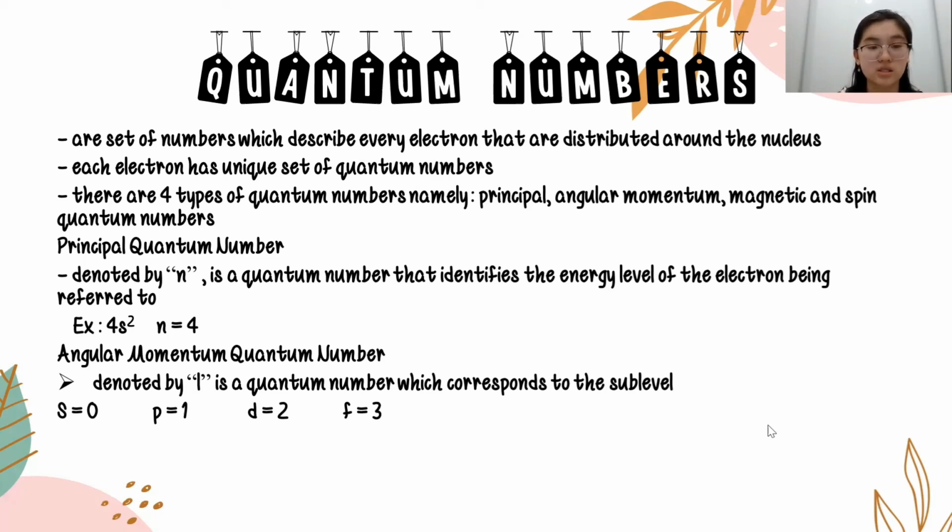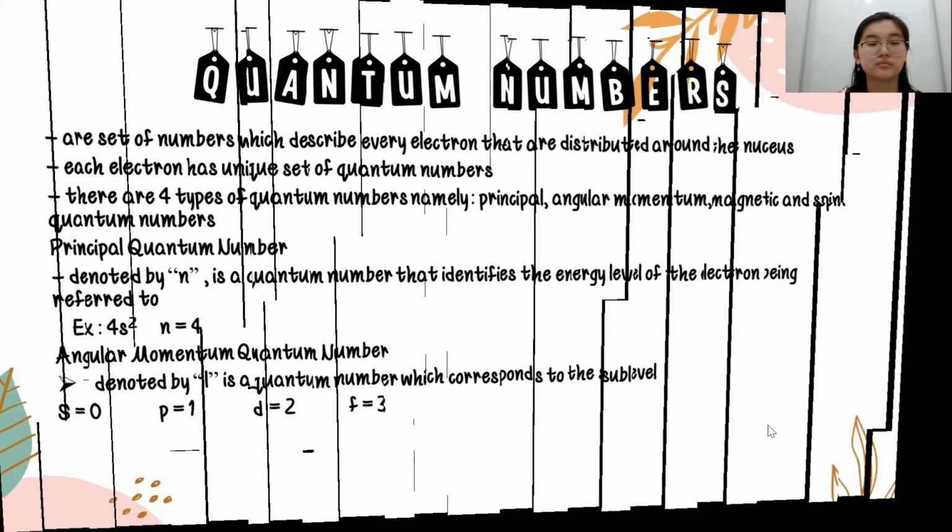Denoted by n, it is a quantum number that identifies the energy level of the electron being referred to. Example is 4s2. Then the 4 is the n, or energy level. So n equals 4. Angular momentum quantum number, denoted by l, is a quantum number which corresponds to the sublevel. So it refers to the sublevel. Example 4s2. And then the sublevel is s, so the l equals 0.